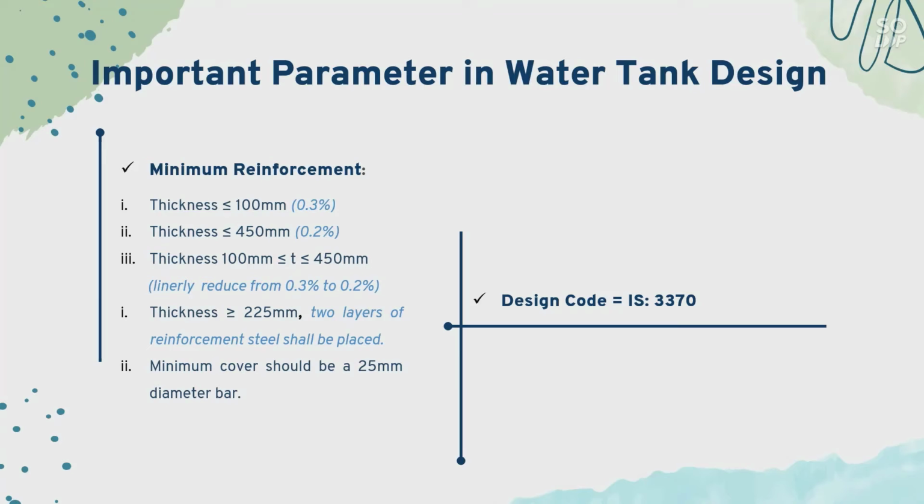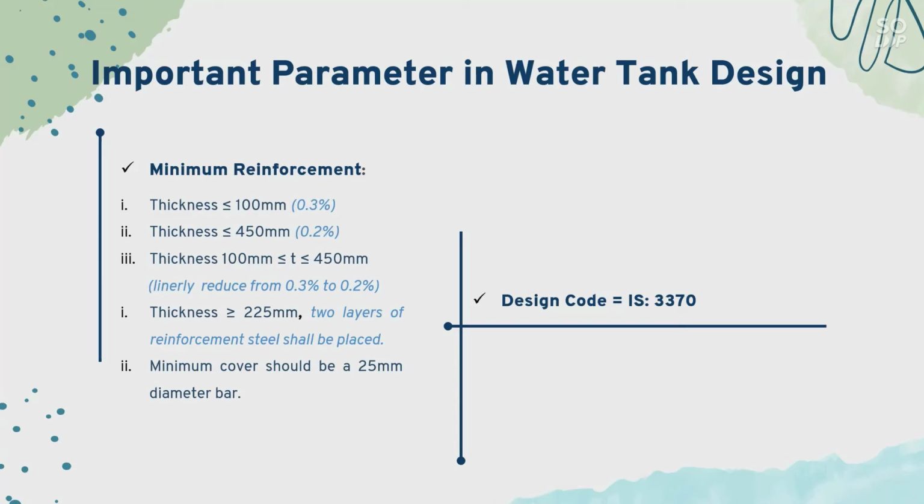For sections of thickness greater than 100 mm and less than 450 mm, the minimum reinforcement in each of the two directions shall be linearly reduced from 0.3% to 0.2% of the concrete section. For sections of thickness greater than 450 mm, minimum reinforcement in each of two directions shall be kept at 0.2%.